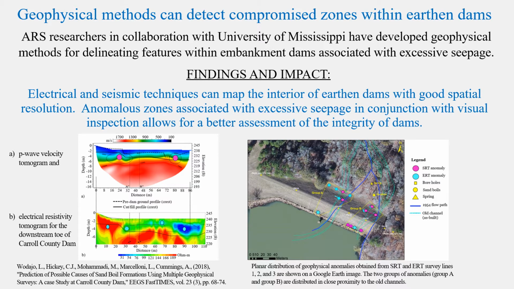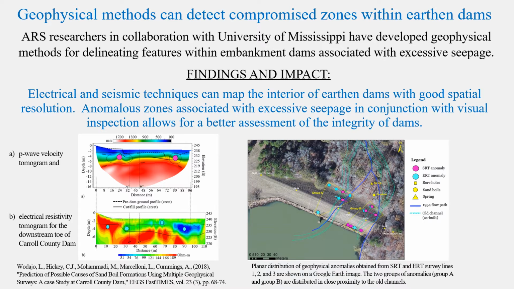The second accomplishment in this problem area introduces the use of geophysical methods to evaluate earthen dams. There are over 11,000 flood-retarding dams in the U.S. that were constructed by the USDA Soil Conservation Service, now the Natural Resources Conservation Service, beginning in 1944. These earthen dams have a design lifespan of 50 years and need to be evaluated for integrity.